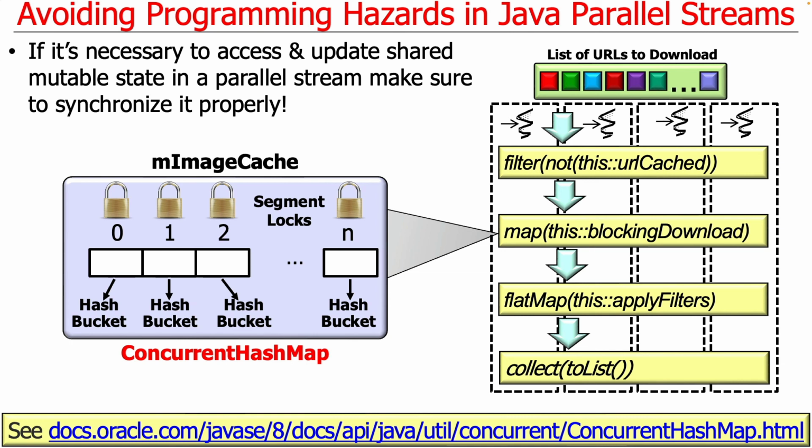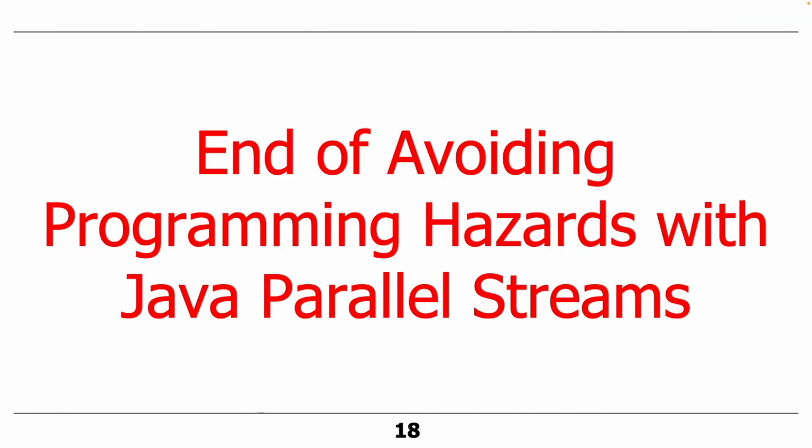However, it's still better if you can possibly avoid any kind of sharing, because even with all these optimizations, it's still a little bit slower to have to share stuff than it would be if you didn't have to share stuff. But when you do share stuff, make sure you synchronize it properly and try to use some clever concurrency mechanisms to make that synchronization as cheap and scalable as possible. So that's the end of the overview of avoiding common programming hazards with Java parallel streams.